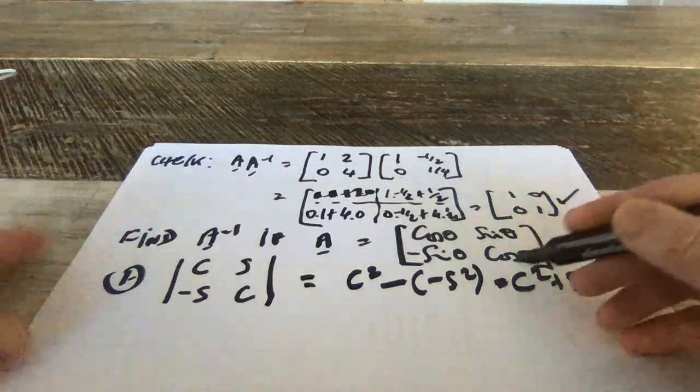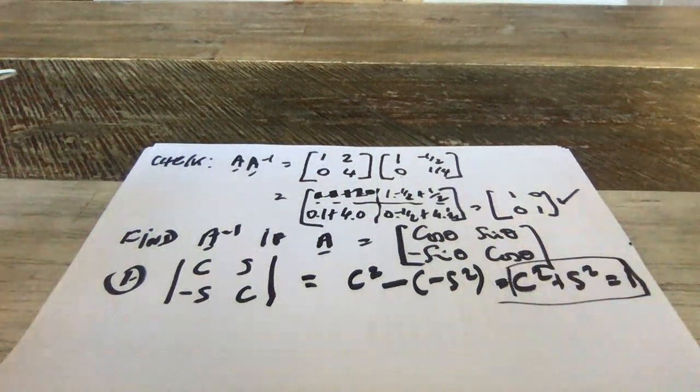But this is the most important thing. It's a really important little idea. It's amazing how often this happens in engineering analysis. Cos squared plus sine squared is equal to 1. Do not forget that. It simplifies things dramatically in many cases.